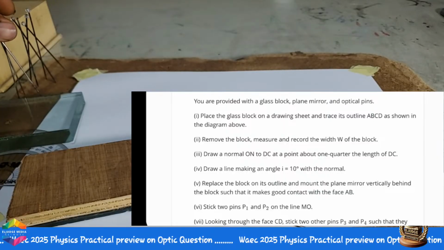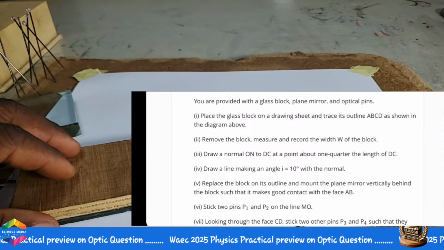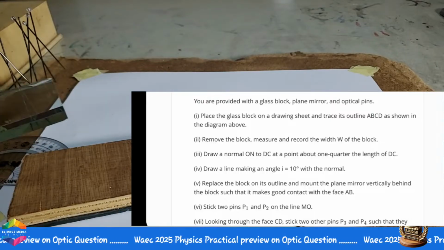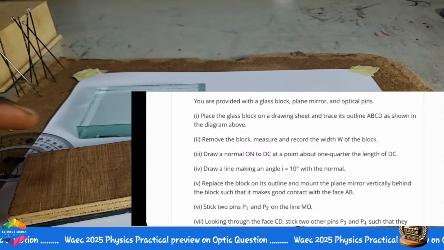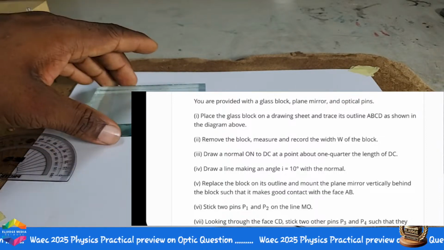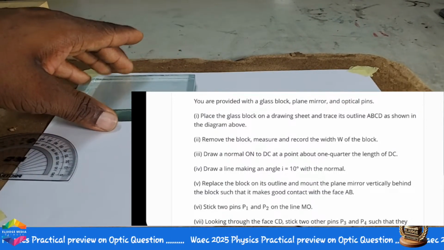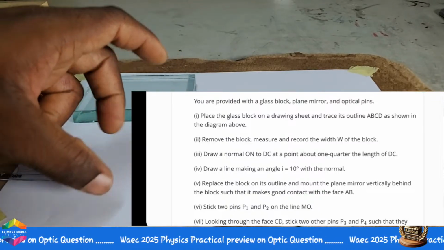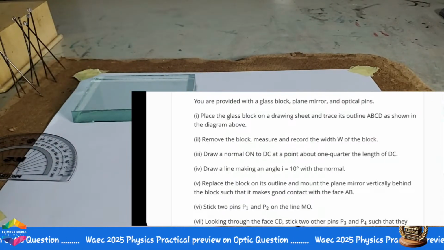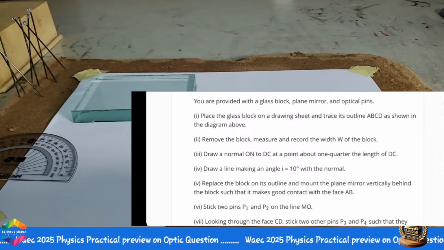You are also told to place the glass block on a drawing sheet. So that's the first thing. If you're using an A4 paper, you might need to place it here if you are doing this kind of practical, so that you have enough space to draw your diagrams. But you can also make use of 2 plain A4 papers.